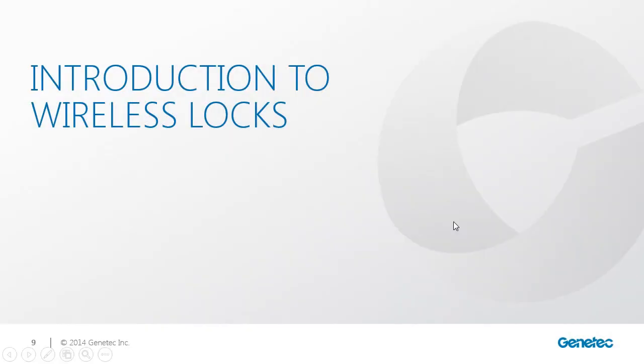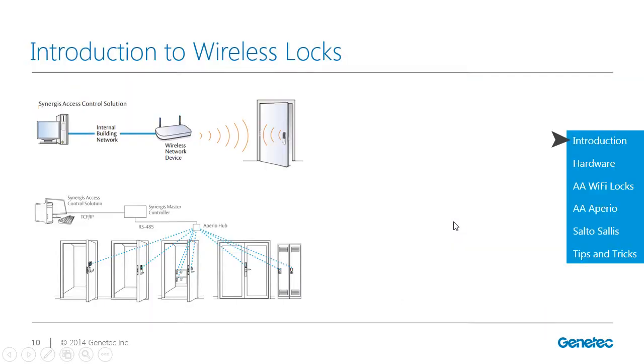Okay, so before we get into the details of actually setting up a wireless lock, let's take a few minutes to talk about why you might want to use one in the first place. Just to give you a general idea of what kind of lock we're talking about, a wireless lock is one that communicates to the server using a wireless connection, either over a Wi-Fi network, or using a hub that has been wired to the Synergis master controller.